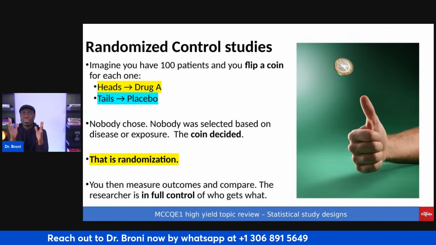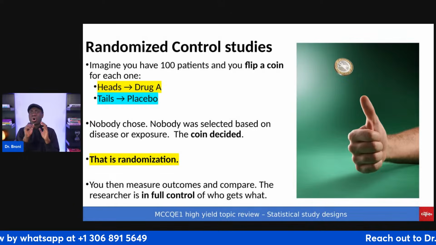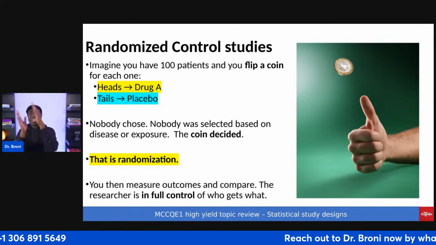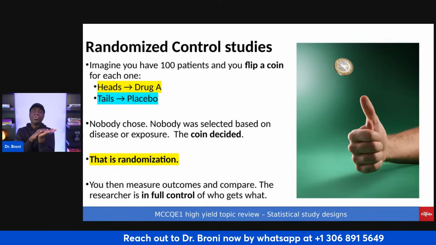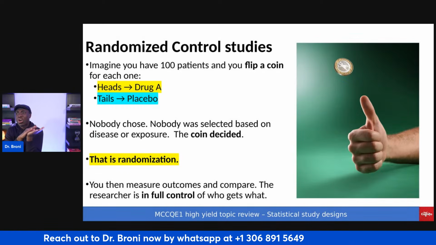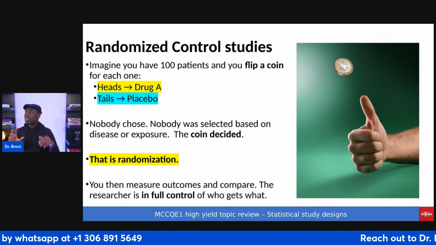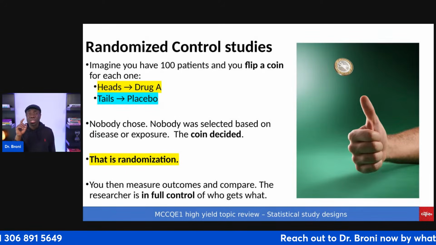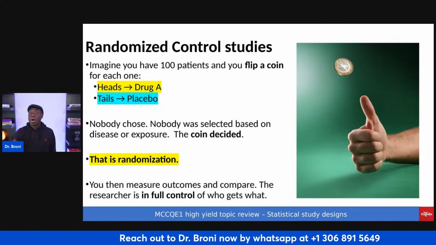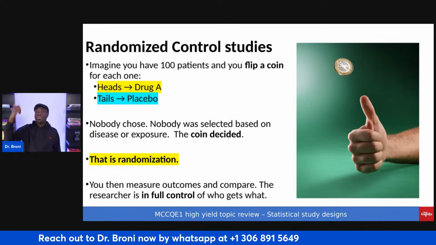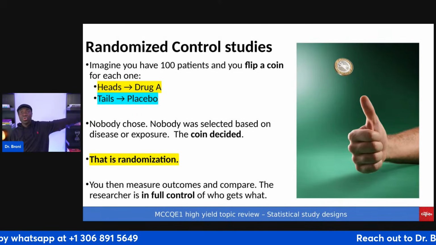So imagine you have 100 patients and you flip a coin for each one of them. All those who get the head of the coin are going to be given drug A. All those who get the tail are going to be given the placebo drug. You don't go saying, I'm choosing you because you have this skin color, you have this face. No, no, no. Everyone who comes, we flip a coin. If you get heads, you go to drug A. If you get tails, you go to drug B.